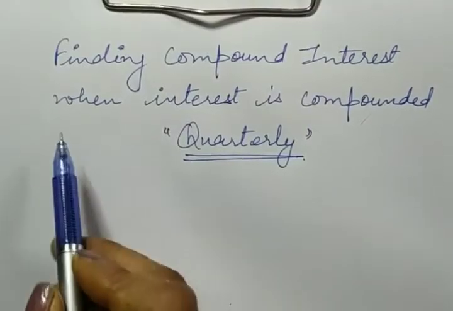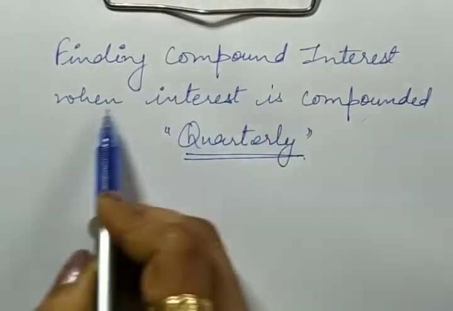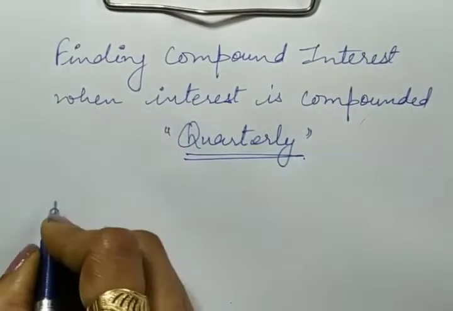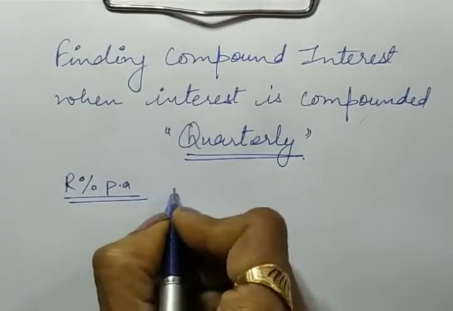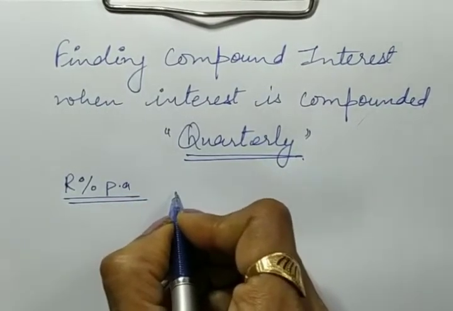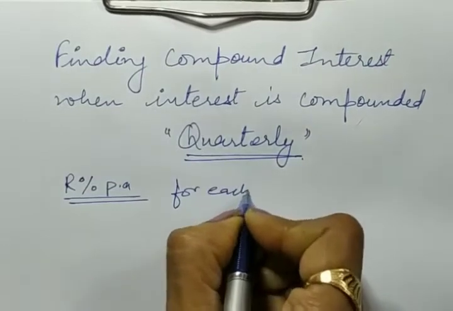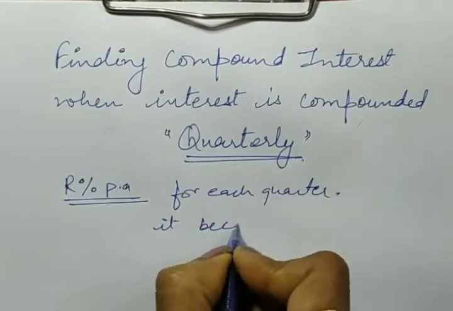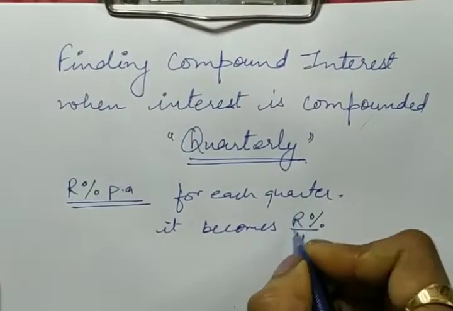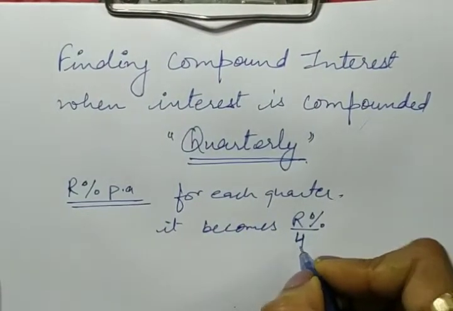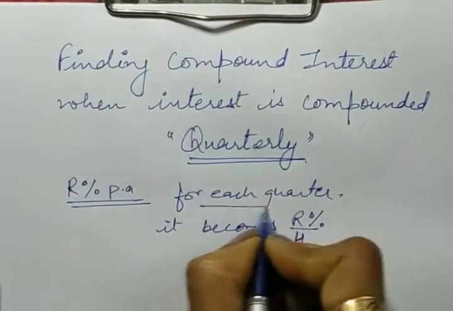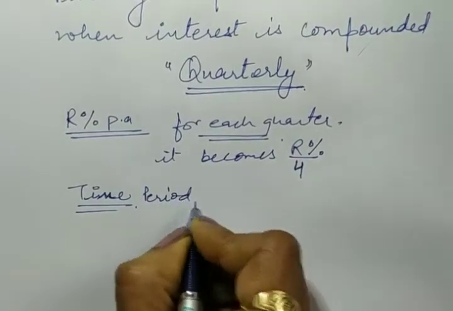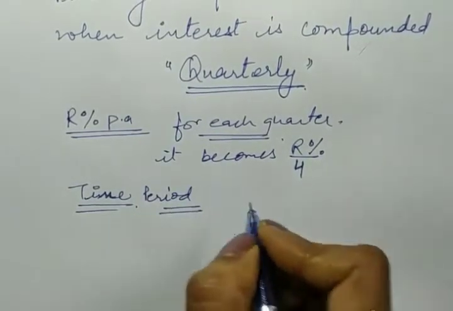In the continuation, the next topic is finding compound interest when interest is compounded quarterly. In such cases, if the rate percent is given per annum, then for each quarter it becomes rate of interest divided by 4. And the time period is also converted into number of quarters.